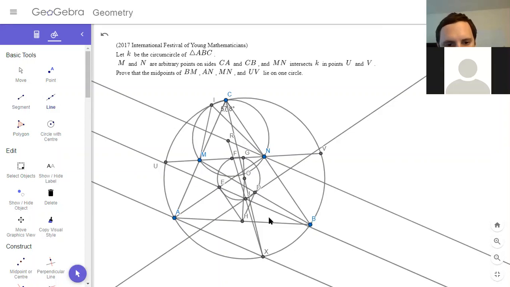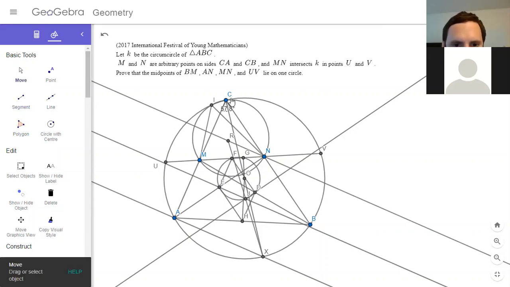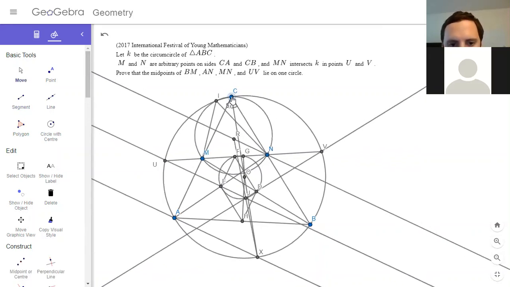And now we know that FE is parallel to AC because F is the midpoint of MN and E is the midpoint of AM. So FE is parallel to AC and FD is parallel to BC, right? This implies that both angles FEJ and FDJ are 90 degrees. And then we prove that J lies on the perpendicular bisector of UV.